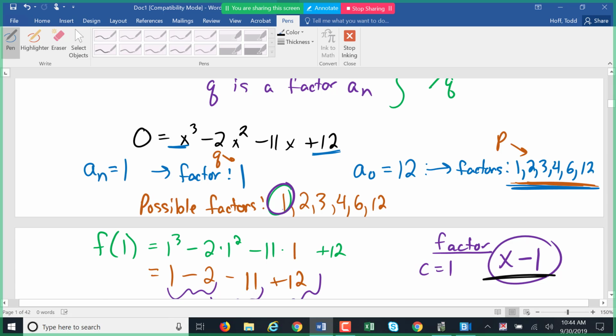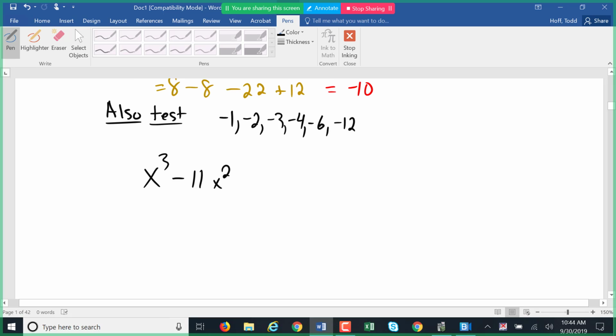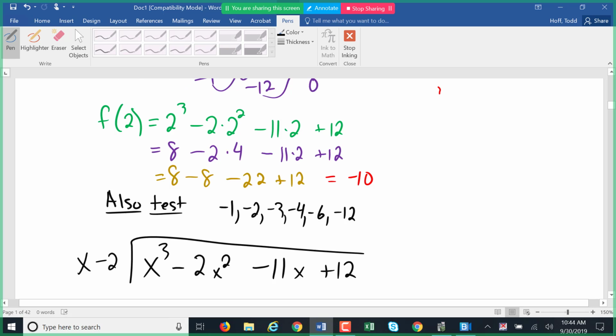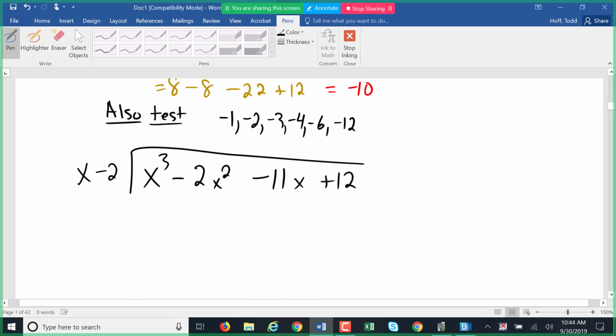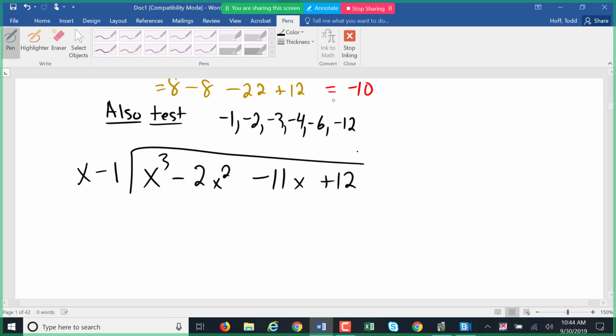So I've got the x cubed minus 2x squared minus 11x plus 12. Let's do this. And we're dividing that by x minus 1, which was our factor. Well, let's go ahead and do the synthetic division with 1 there. C is 1. So 1, -2, -11, and 12.